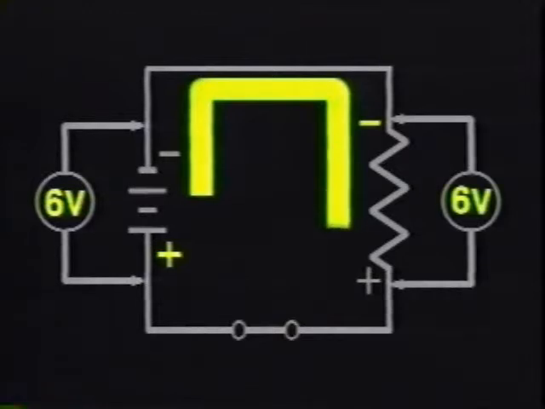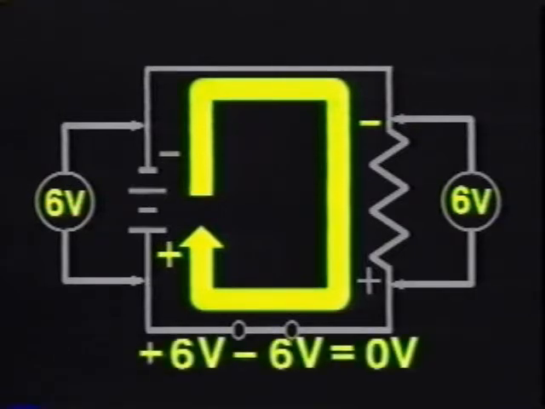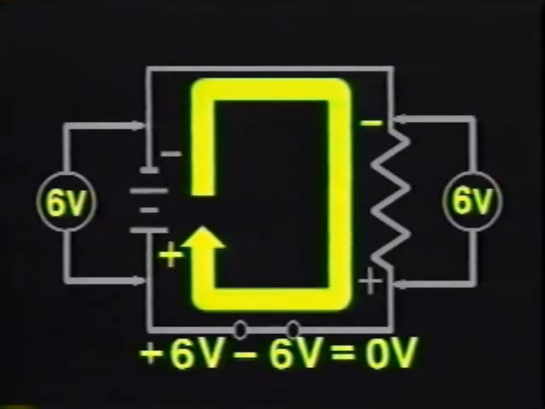Moving around the circuit from the positive terminal of the voltage source, notice that you have plus 6 volts and then minus 6 volts at the resistor. The sum of the voltages around the closed loop is equal to 0. In other words, the voltage rise is used up on the load and becomes a voltage drop.